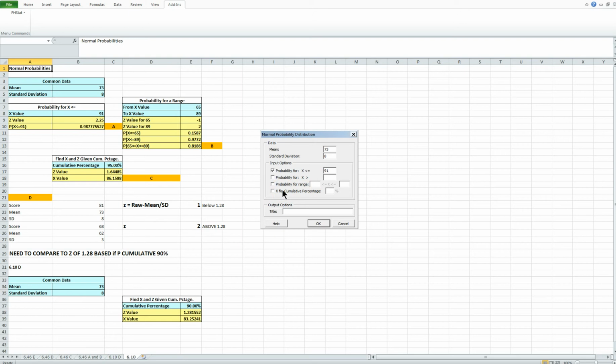Part B is asking for the probability for a range. So guess what? We can check this box here and put in our range of 65 and 89 right here.